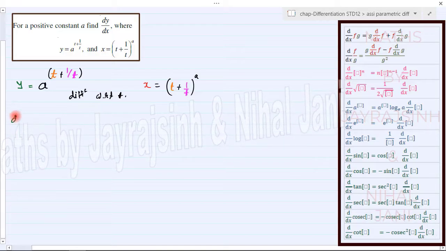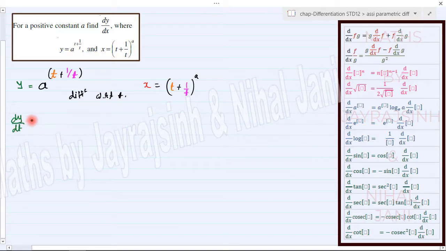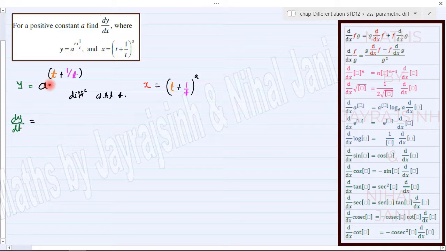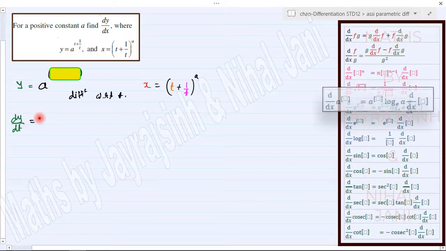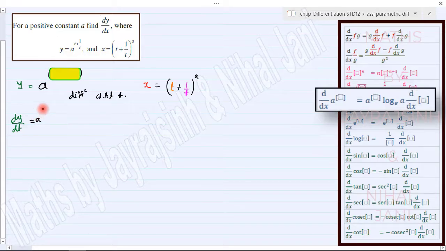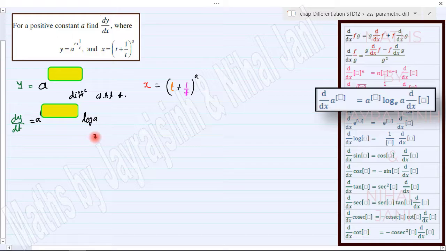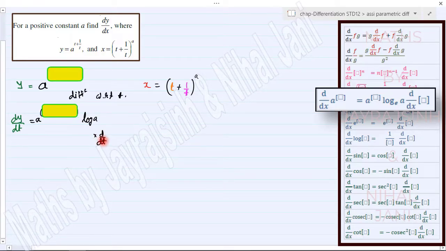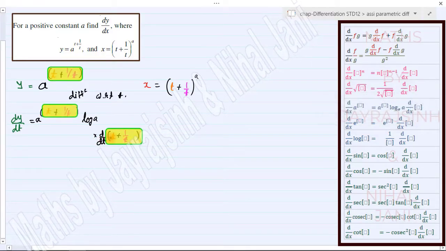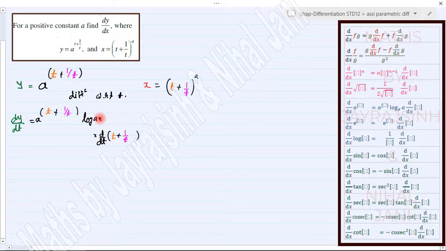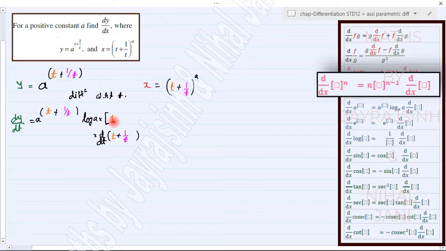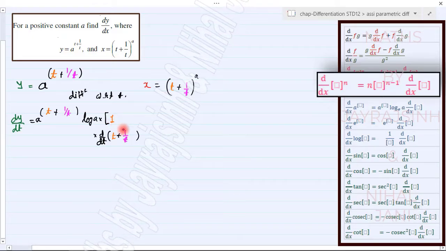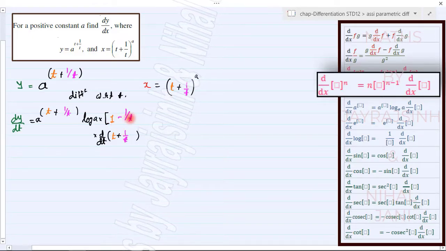So we will get dy by dt is equal to differentiation of a raised to box. So differentiation of a raised to box is simply a raised to box into log a into differentiation of box. Within the box we have t plus 1 by t. So we have to multiply differentiation of t, which is 1, and differentiation of 1 by t, which is minus 1 upon t square.